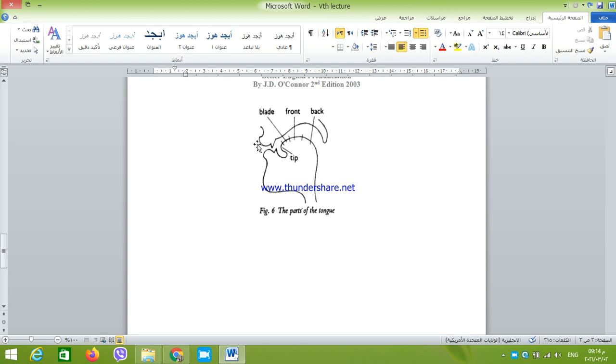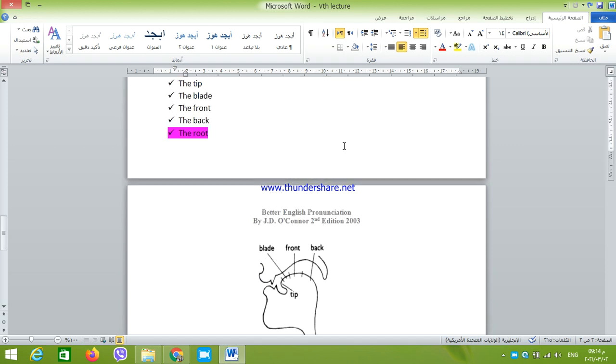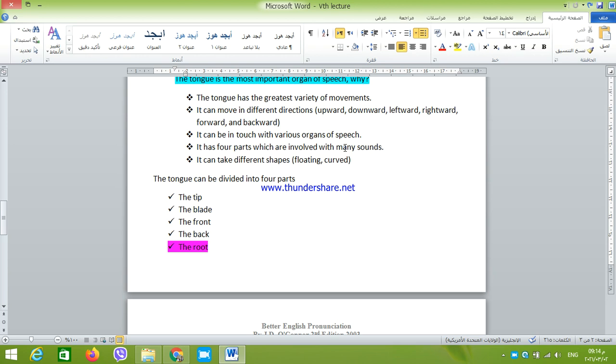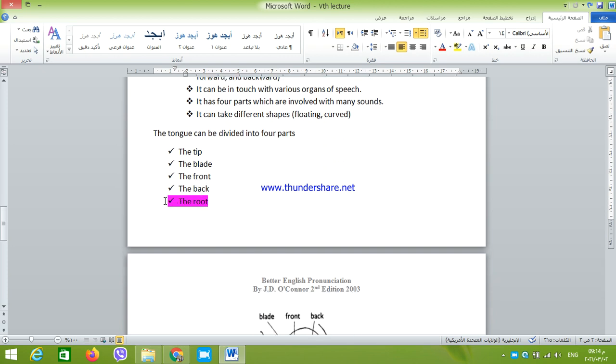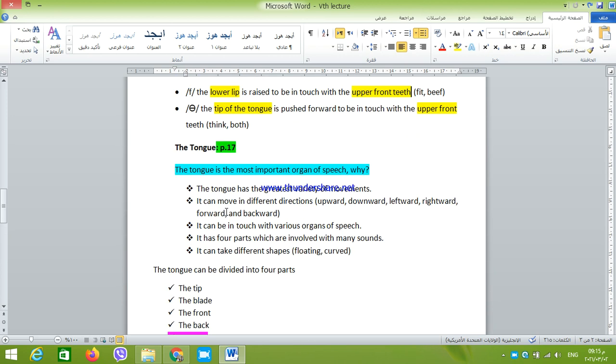These are the parts of the tongue that are very important, not just in the pronunciation of consonants, but also in the pronunciation of vowels, as we will see later on, inshallah. So we have the tip, the blade, the front, the back, and the root, which is sometimes found, sometimes not found in books of pronunciation.